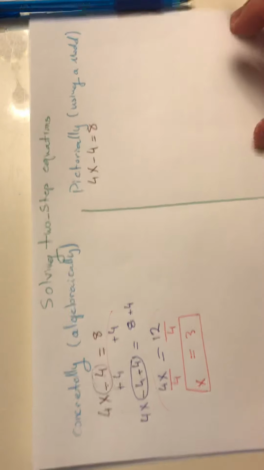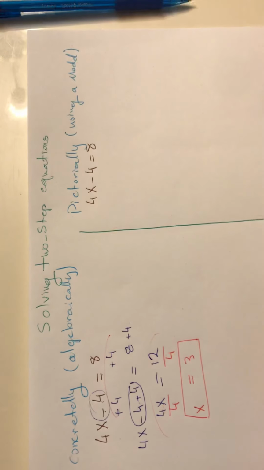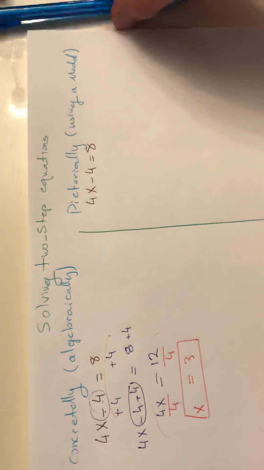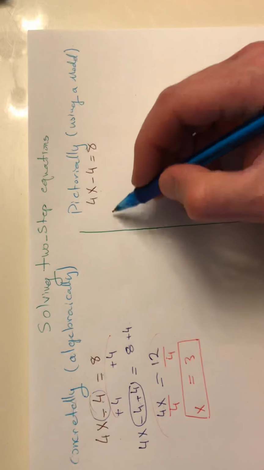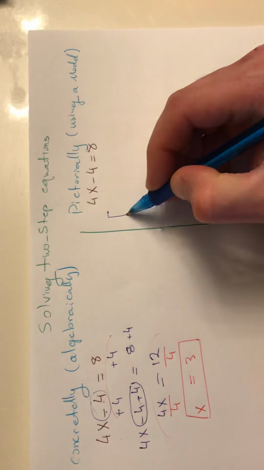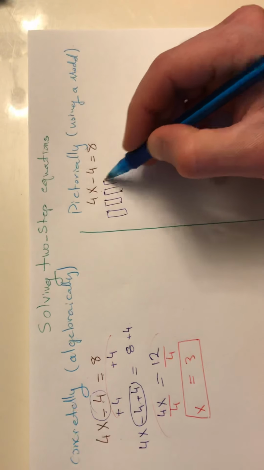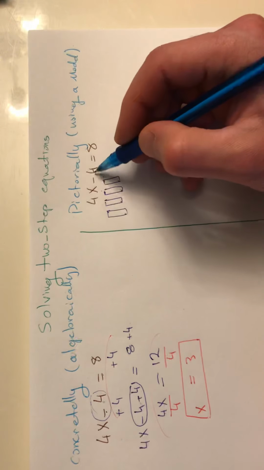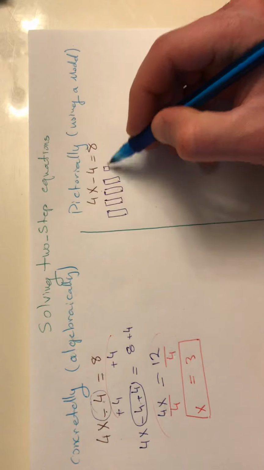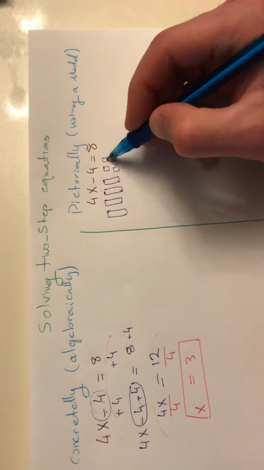Pictorially, or drawing by pictures or using a model, this is one of the models. We're going to be using algebra tiles for our model. The first thing we need to do is draw this equation. On the left side of the equation we have 4x. They're positive, so for each x we're going to draw a rod, and it's positive, so we do not shade it inside. We also have on the left side minus 4. Minus 4 are little squares, and these little squares are filled in.